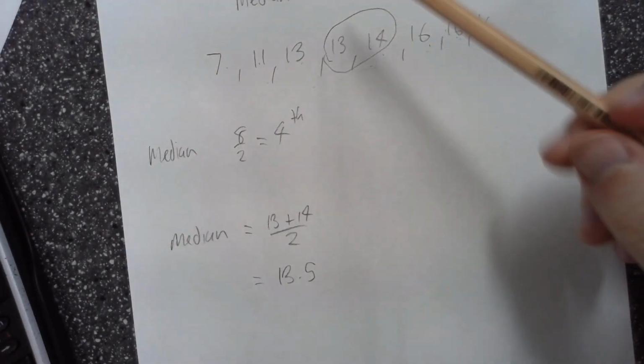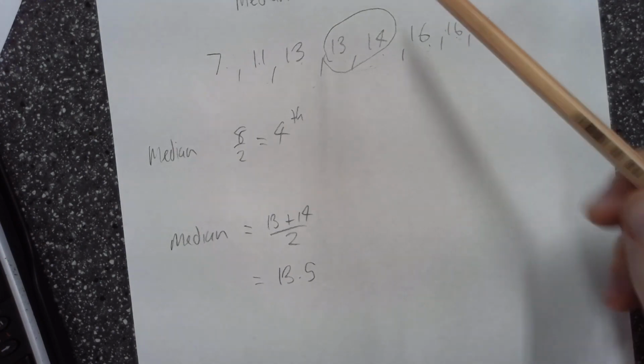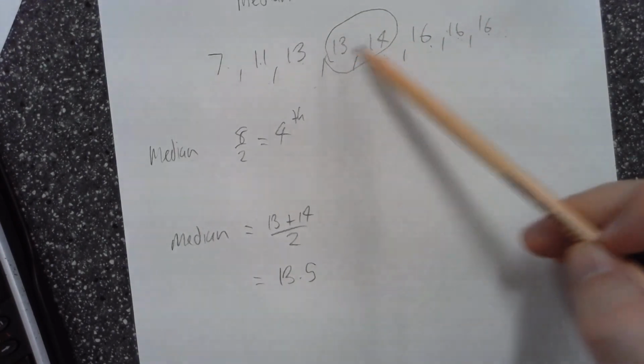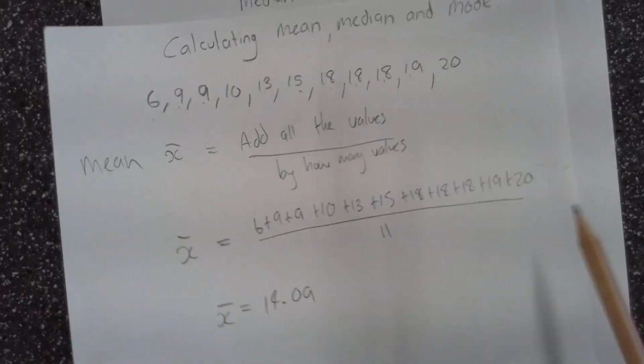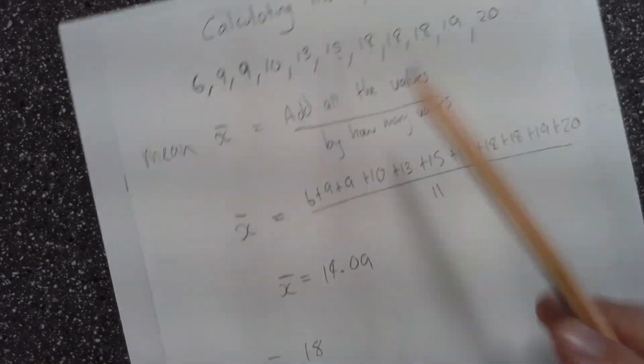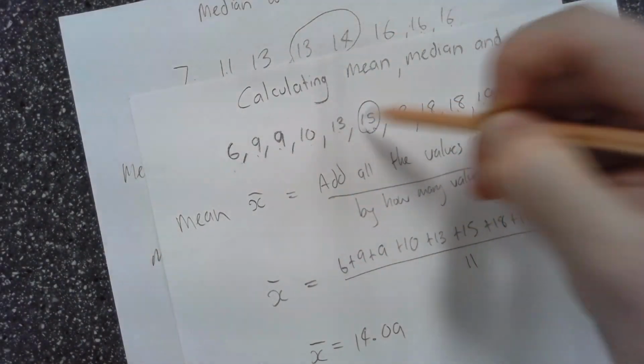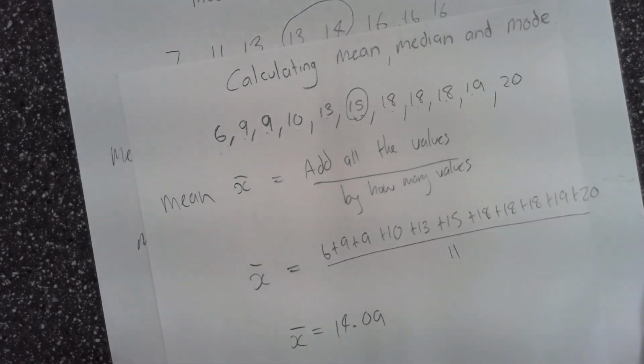So you can see when we have an even amount of numbers, we are looking for the number in between the two middle, but when we have an odd amount of data values, we are going to find exactly the middle. So in this case, 15 was exactly our middle.